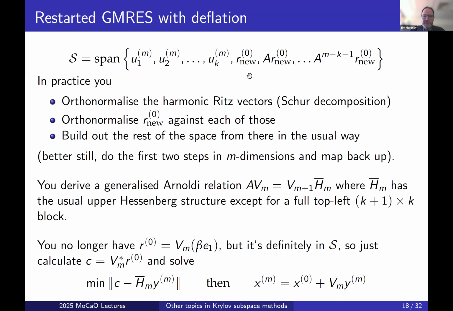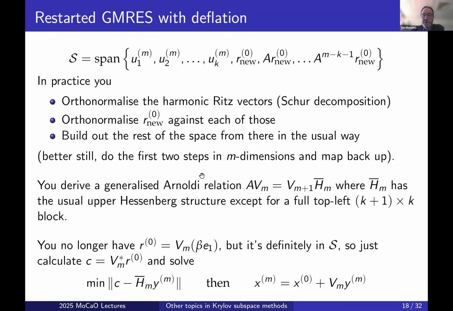You would then orthonormalize your starting GMRES vector against each of those. So you're building up an orthogonal basis for the vectors you start with, and then you build out the rest of the space from there in the usual way. Okay, and you derive a generalized Arnoldi relation at the end of this. Still looks like A V_m equals V_{m+1} H_m bar, except that the top left portion of your new H_m bar is completely full now. So the k+1 by k block comes from the orthogonalization work you've done here, but it's k+1, so it's no big deal. It's just a handful of vectors. M is already probably small.